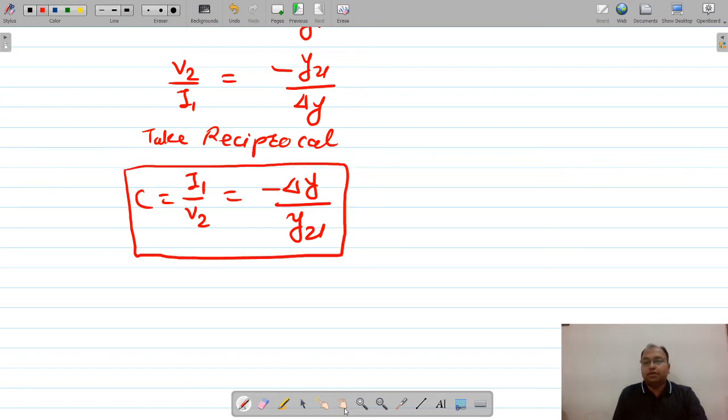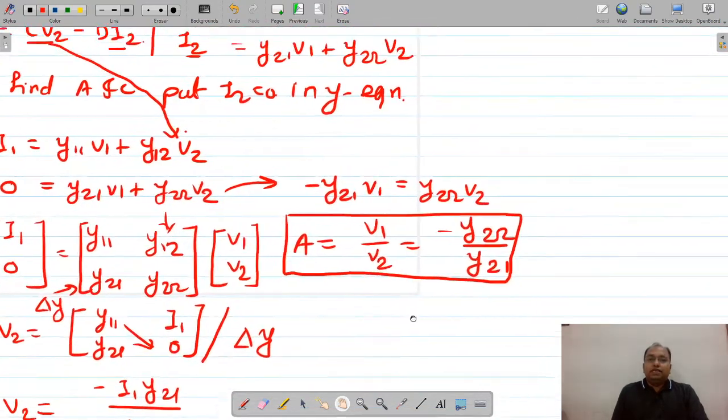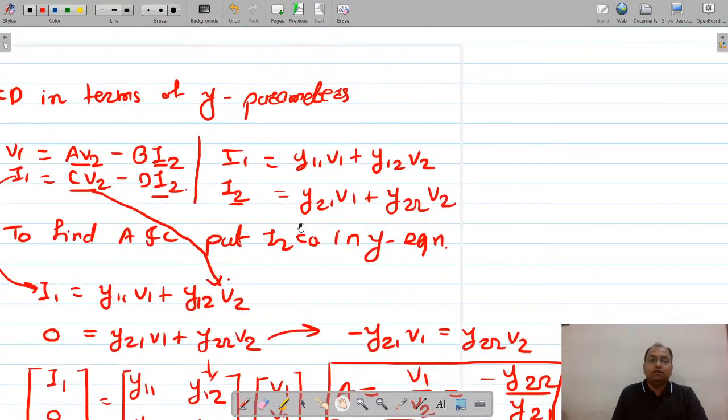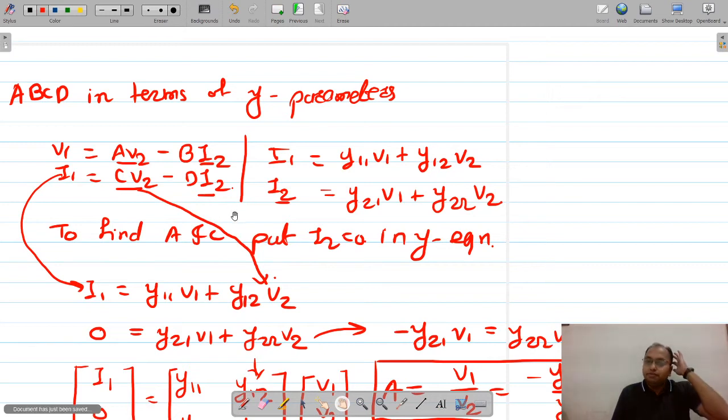Okay, great. Now next, in order to find out the other two parameters, that is b and d, we need to put v2 is equals to 0. Is that fine? So wherever there is a v2, you just put it 0. Let us do this, and remember now what is b? B is nothing but the ratio of minus v1 divided by i2, and now minus is important, right? And d is the ratio of minus i1 to i2. Okay, so let us do that.